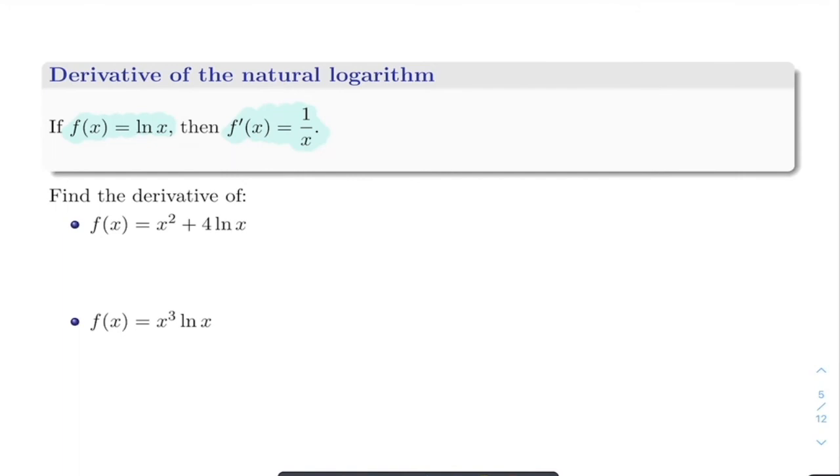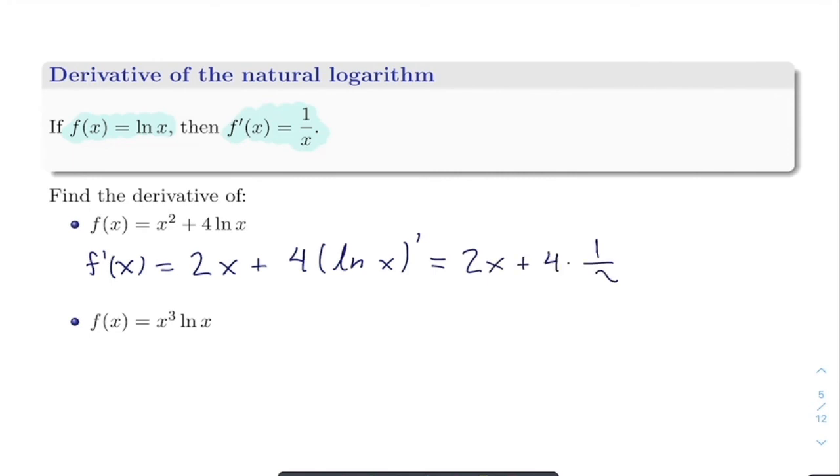So let's start finding the derivative of this function. It's x squared plus 4 times the natural logarithm. Here we can use the sum rule first to obtain that this is 2x plus 4 times the derivative of the natural logarithm. And now that we know that the derivative of the natural logarithm is just 1 over x, we can complete this problem, because this will be equal to 2x plus 4 times 1 over x. And that is our derivative.